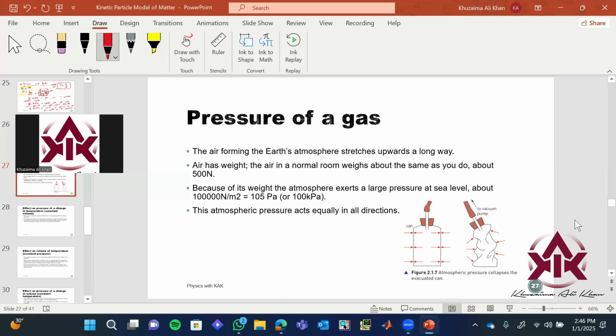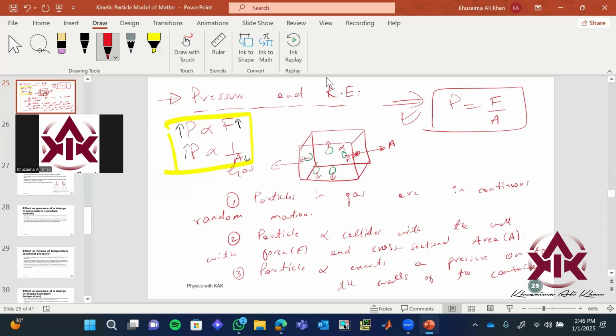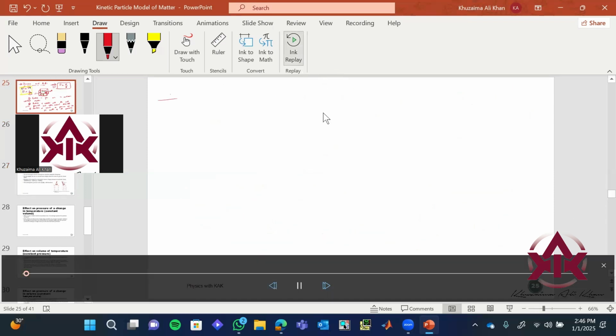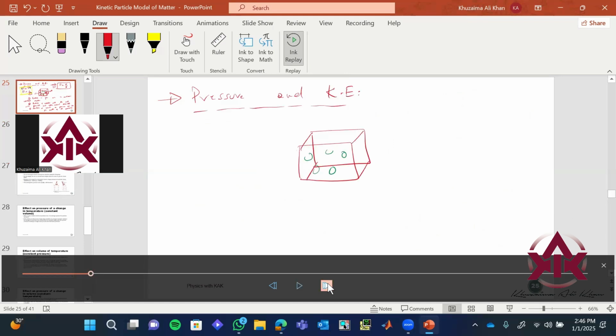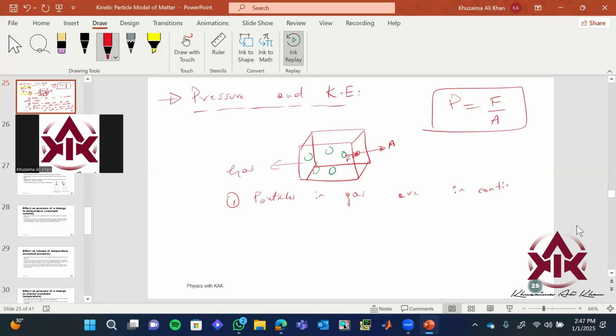So yeah, you can also do one interesting thing over here, which is this. You can do ink replay. It will basically play the video from the start. Okay, so I can increase the speed. If you want this to be recorded, that will be clear. Okay, so yeah.